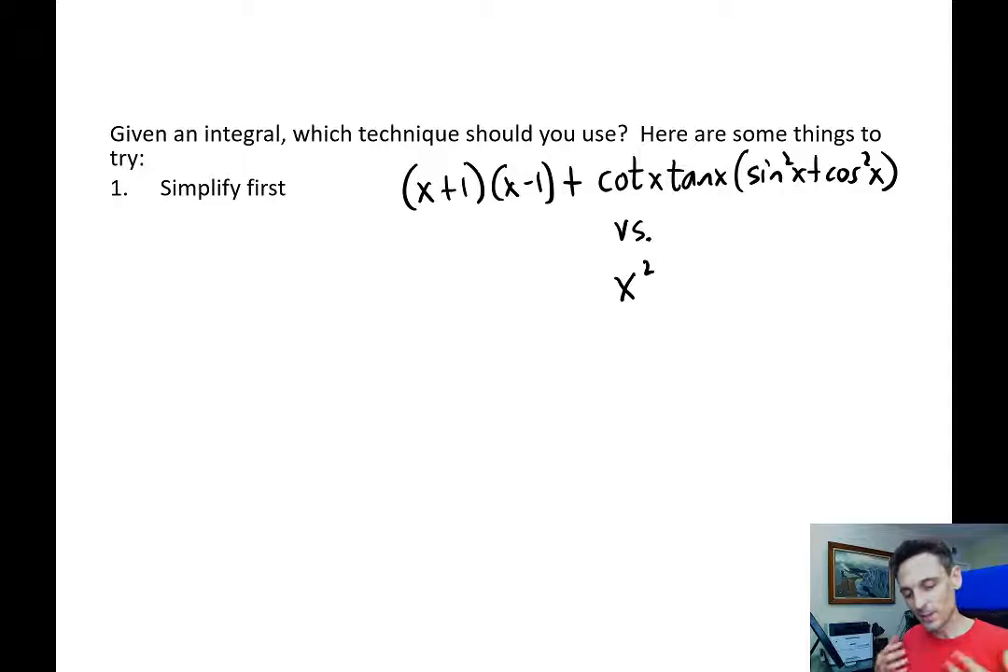So if you have an expression that can be simplified, especially one that has trig functions in it, you might think about using some trig identities to try to simplify it if you can, or cancel things off. Anything that you can do to try to simplify the integrand, you can try doing that, and hopefully what you end up with is simpler to integrate.